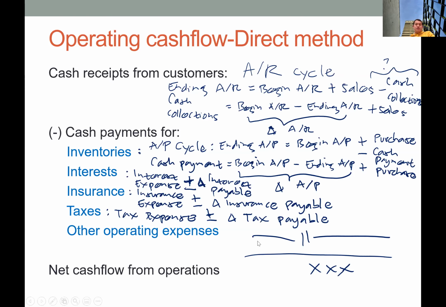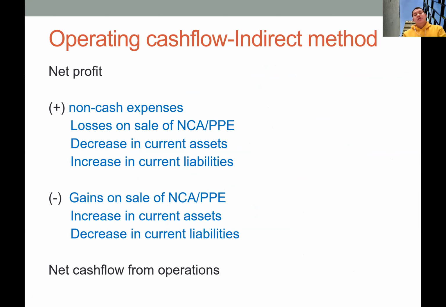Any comment or question using direct method? No? Okay, now let's move to the indirect method. With the indirect method, we will start with the net profit or net loss. We get this profit or loss from the income statement, the profit and loss statement. And then we add the accruals, so non-cash expenses or accruals. We add back this to the profit.